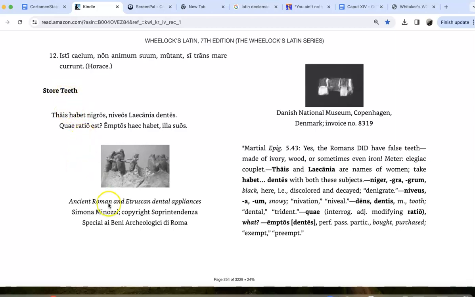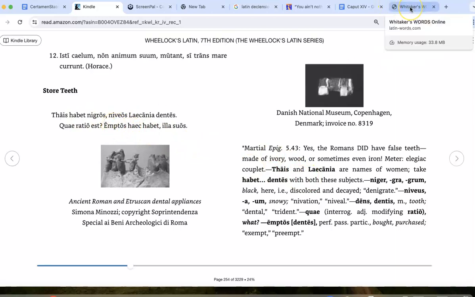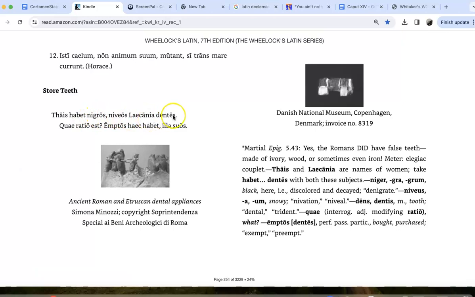All right, let's take a look at Thais here. This one is interesting because even though they give us a lot of vocab, the word order and the sense of it, because it's satirical humor in a foreign language in particular, sometimes is more implied than explicit. So let's go through the vocab using what they give us here, using Whitaker's Words, which of course you'll do on your own, as I did once upon a time. And you'll probably have something like this. Thais has black, Laecania white teeth.